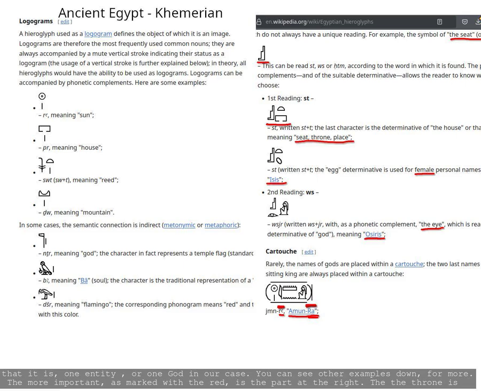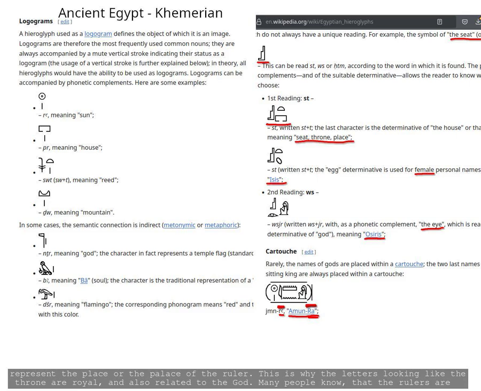You can see other examples down for more. The more important, as marked with the red, is the part at the right. The throne is representing power to rule. And more importantly, how the people or the priests were using the logograms to represent the king or the female ruler. Also, the open downside rectangle represents the place or the palace of the ruler.